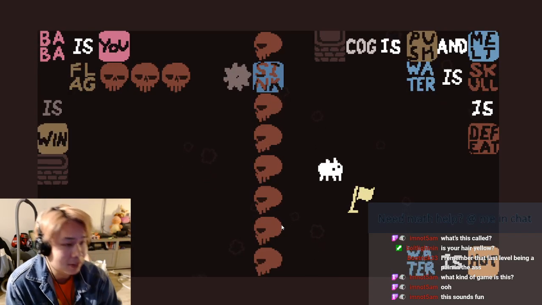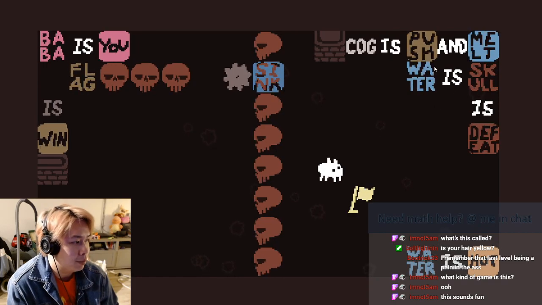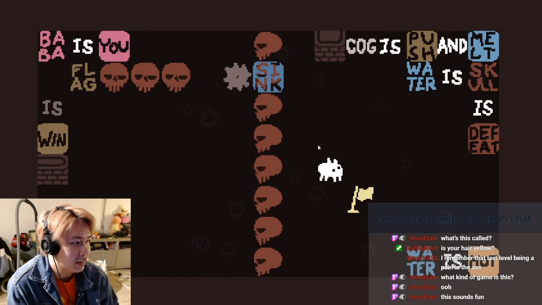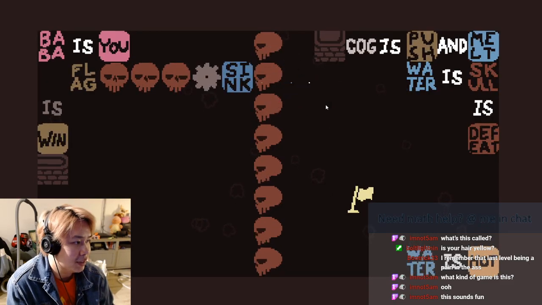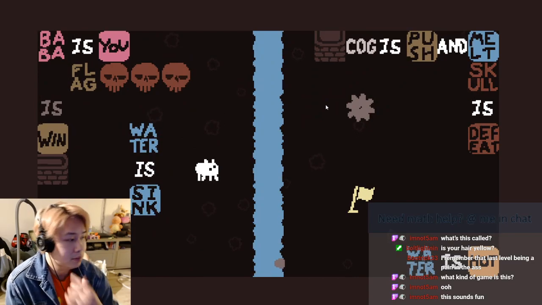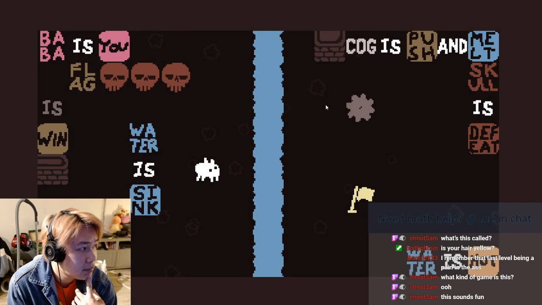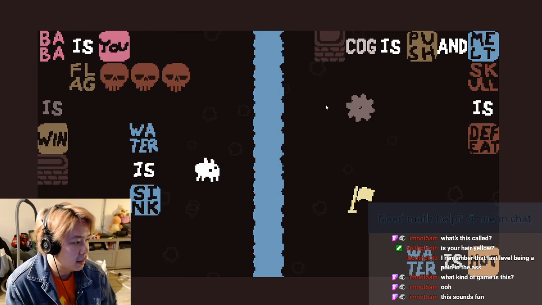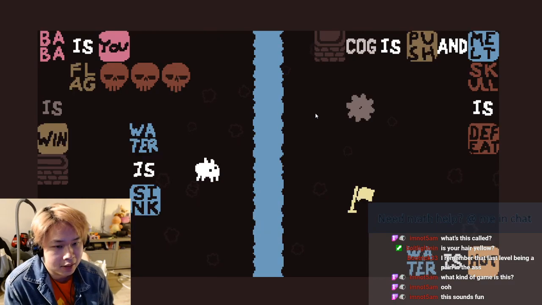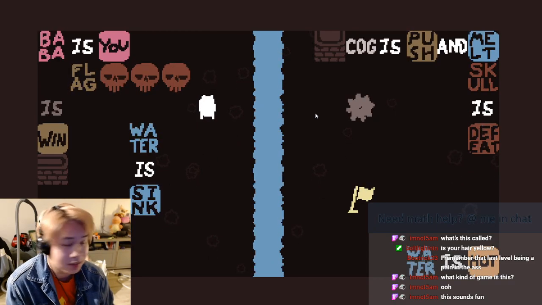But that leads to some issues, because now I can't break any of this, and I'm stuck on this side, and I can't do anything. Because if I push it, then I'm gonna die, because the skulls are defeat. But I feel like that's possible progress. I don't know. You guys can feel free to give suggestions, because it doesn't matter to me.